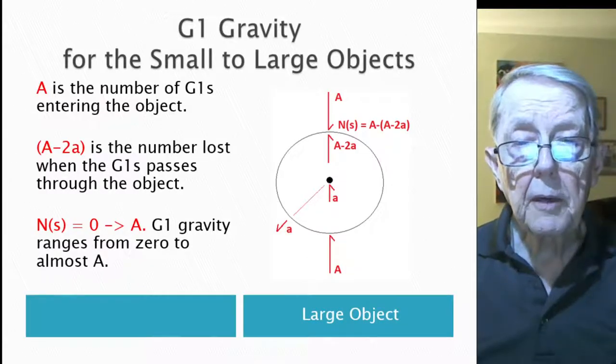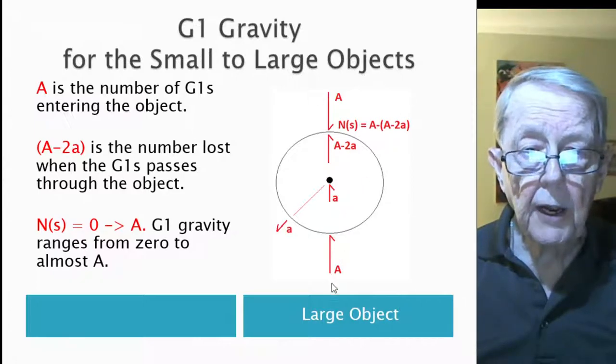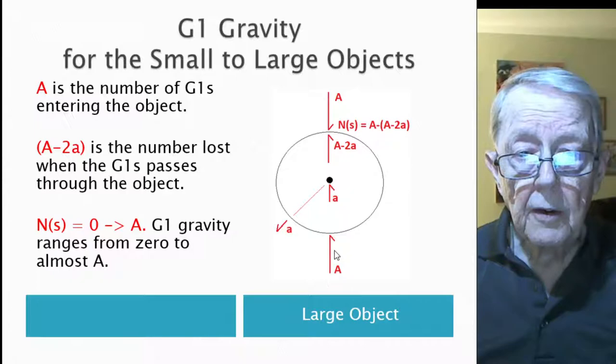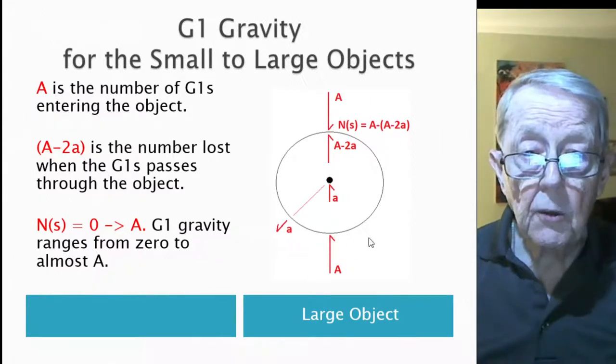Well, let's take a look at it. In normal gravity from small to large objects, you have a number of G1 particles coming in here, and here is the same number. It's true all the way around.